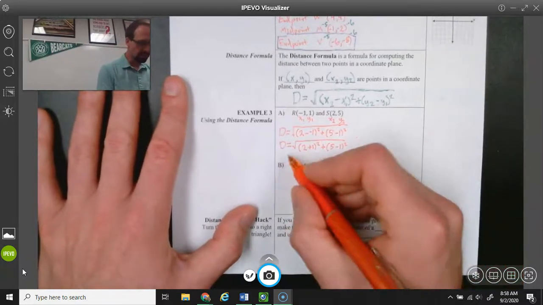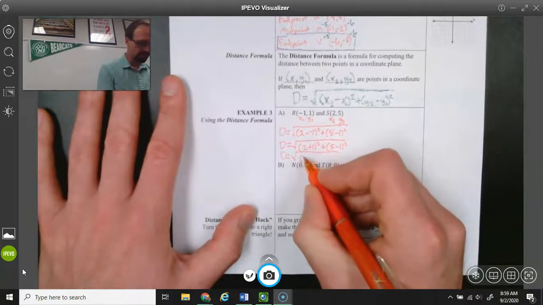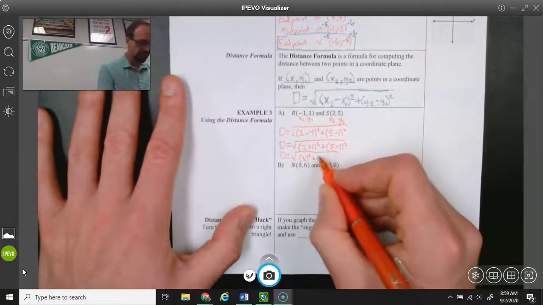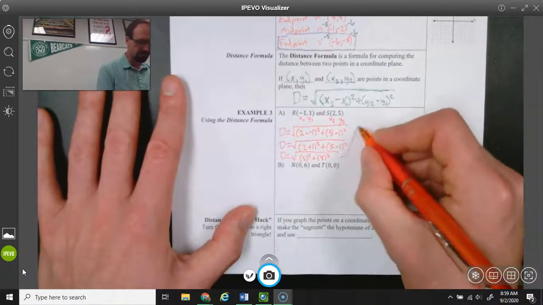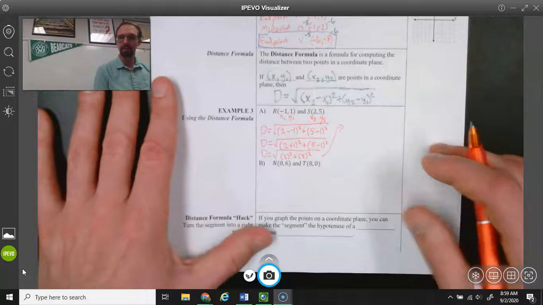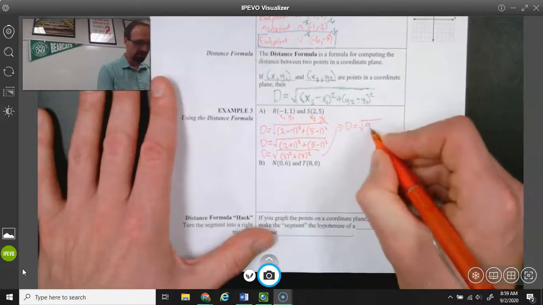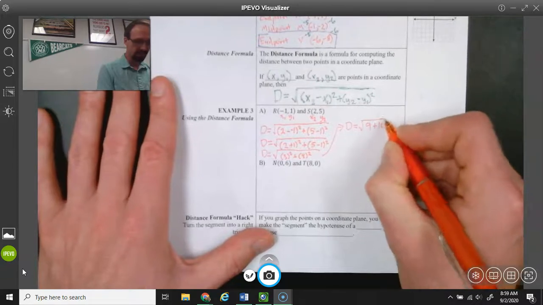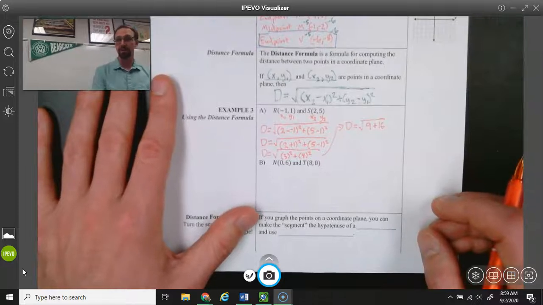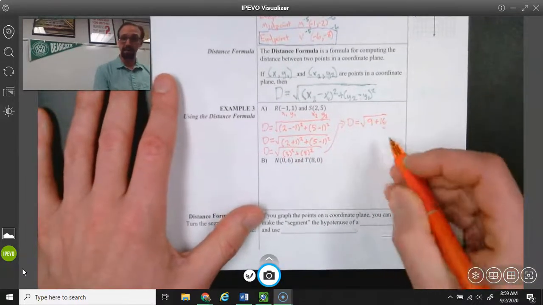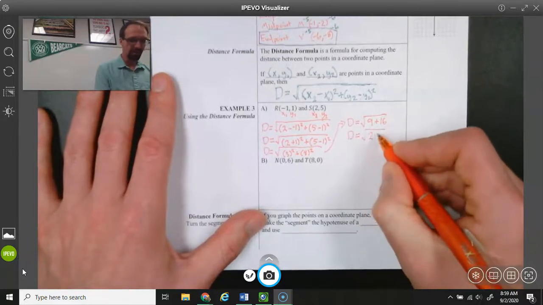Going from here, I have d equals the square root of 2 plus 1 is 3, so that's 3 squared. 5 minus 1 is 4, so that's 4 squared. Then if I continue on over here, this gives me d equals the square root of 9 plus 16. The way that you square a number is you take that number multiplied by itself, and there's a square key in your calculator that you can use. So 9, now I take 9 plus 16. 9 plus 16 is 25.